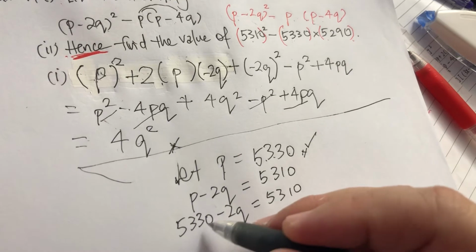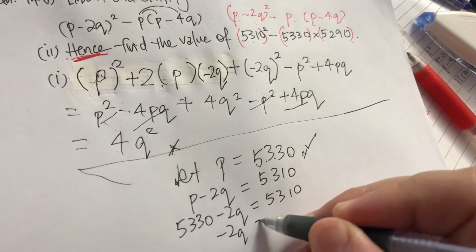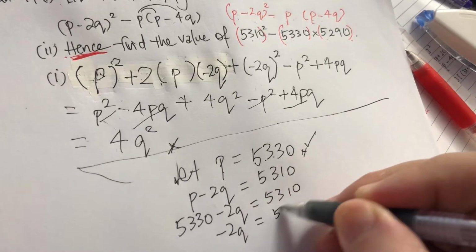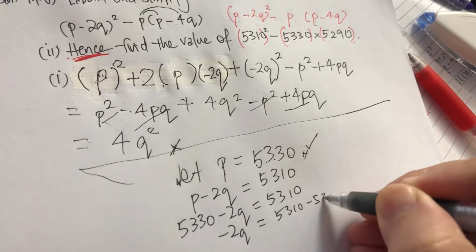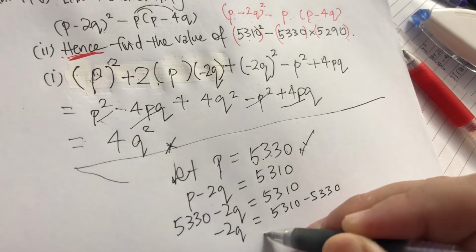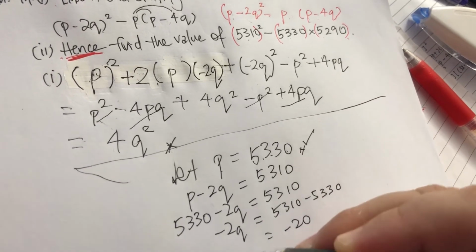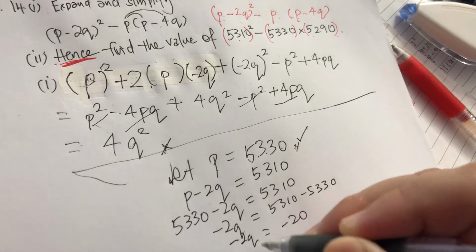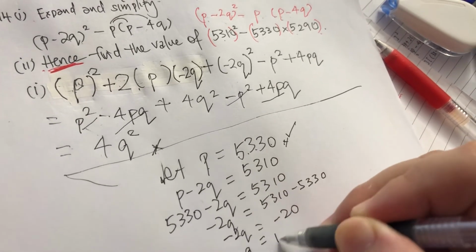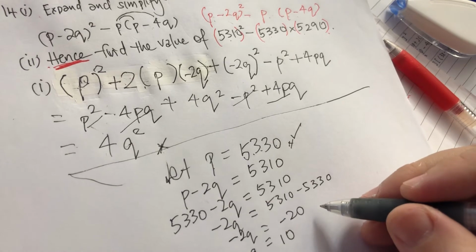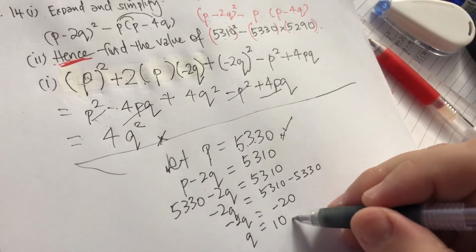Minus 5330 on both sides, that will give me minus 20 here, minus 2Q here. So my Q is equals to 10. Alright, now how do I continue from here?